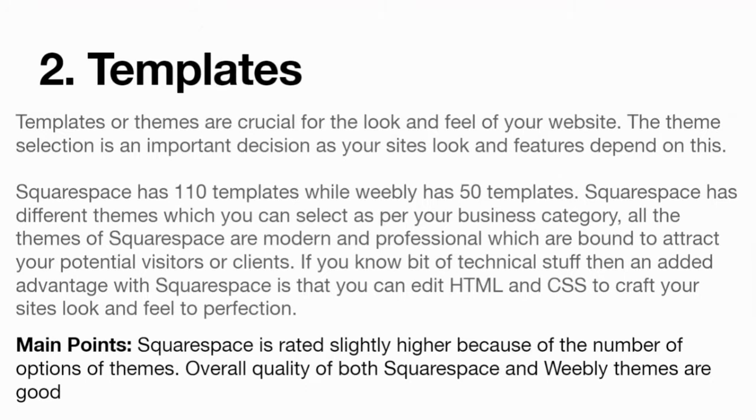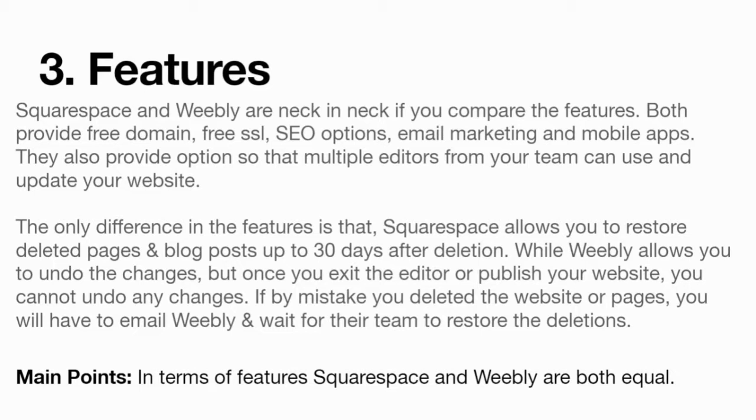Templates or themes are crucial to the look and feel of your website, and theme selection is an important decision as your site's looks and features depend on this. Squarespace has 110 templates while Weebly has only 50 templates. Squarespace has different themes you can select as per your business category, and they are more modern and professional. So that's the main difference here. Squarespace is rated slightly higher because the number of theme options is much higher, and the overall quality of both Squarespace and Weebly is good. Let's move on.